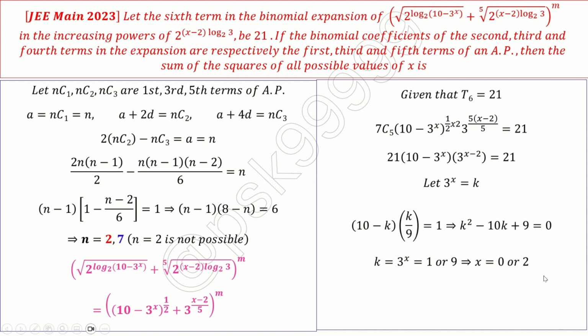Now you got your x value. So what is asked is the sum of squares of all possible values of x. So the sum of squares of x is 0 plus 4, which is 4. That's the answer. Okay, hope you understood. You have to break down the problem carefully. That is most important in this question.